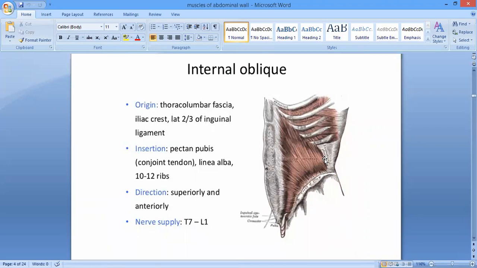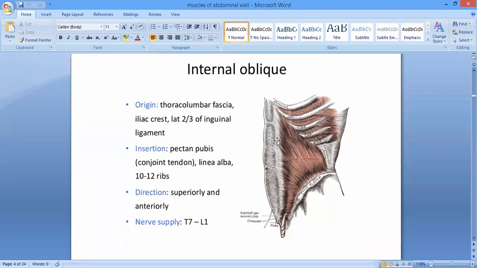Internal oblique muscle, again, is a broad, thin muscular sheet, which lies deep to the external oblique muscle, right? And its fibers are running at right angles to the external oblique. Upwards, forwards, and medially. Again, in the midline, they are going to form, क्या बनाएगा जी? The fibers will become aponeurotic, and they are going to take part in the formation of the rectus sheath. ठीक है जी? अच्छा, इसका origin क्या होगा जी?